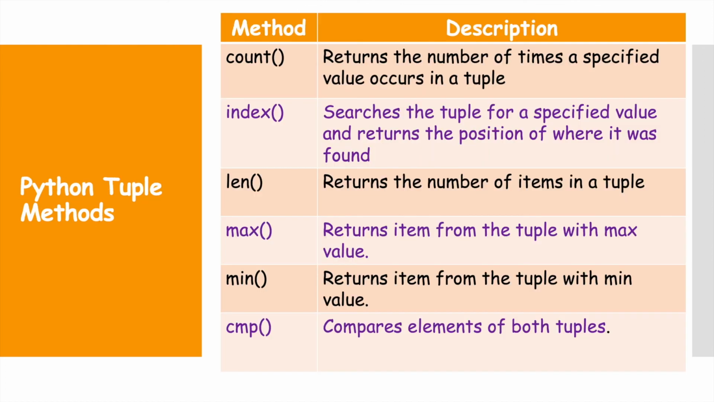Now let's see some of the tuple methods. Count returns the number of times a specified value occurs in a tuple. The index method will search the tuple for a specified value and return the position of where it was found. The length method will return the number of items in a tuple. The max method will return the item from the tuple with the maximum value, and the min method will return the item from the tuple whose value is minimum. Compare will compare the elements of two tuples.